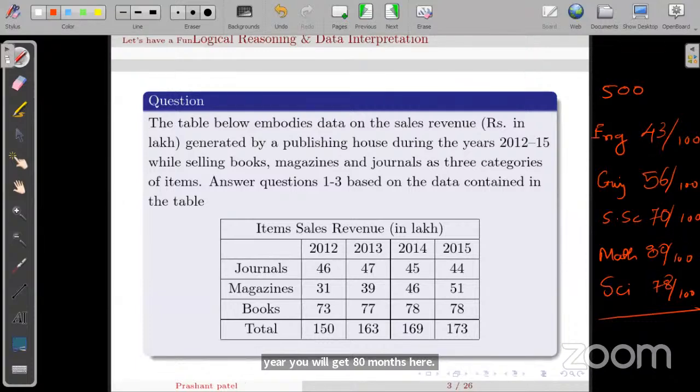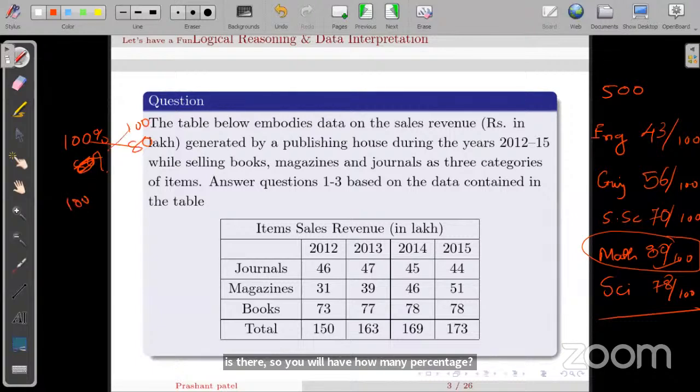So here it is easy to say how many marks you got in maths. You got 80 marks in maths. That you can say from here, because 100 percent means 100 marks. So 80 marks is there. So what percentage do you have? It's just cross multiplication you have to do. So 100 multiplied by 80 upon 100. So it will give you 80%.